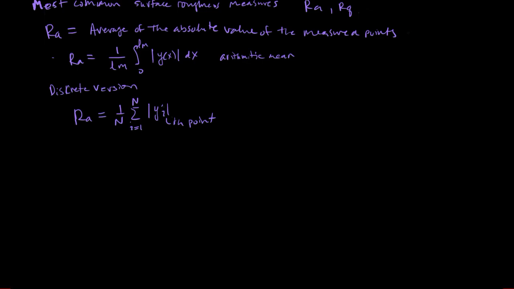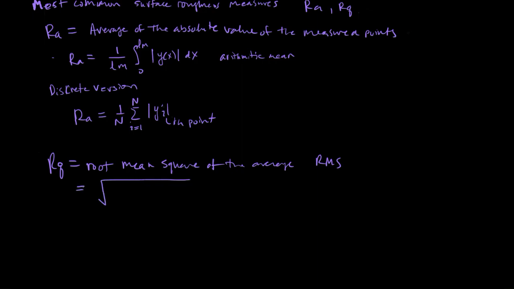And RQ is the root mean square of the average, or we'll just call it the RMS value, or root mean square value. And the root mean square, the definition is just the square root of 1 over the evaluated surface length, the integral from 0 to the length of the surface.